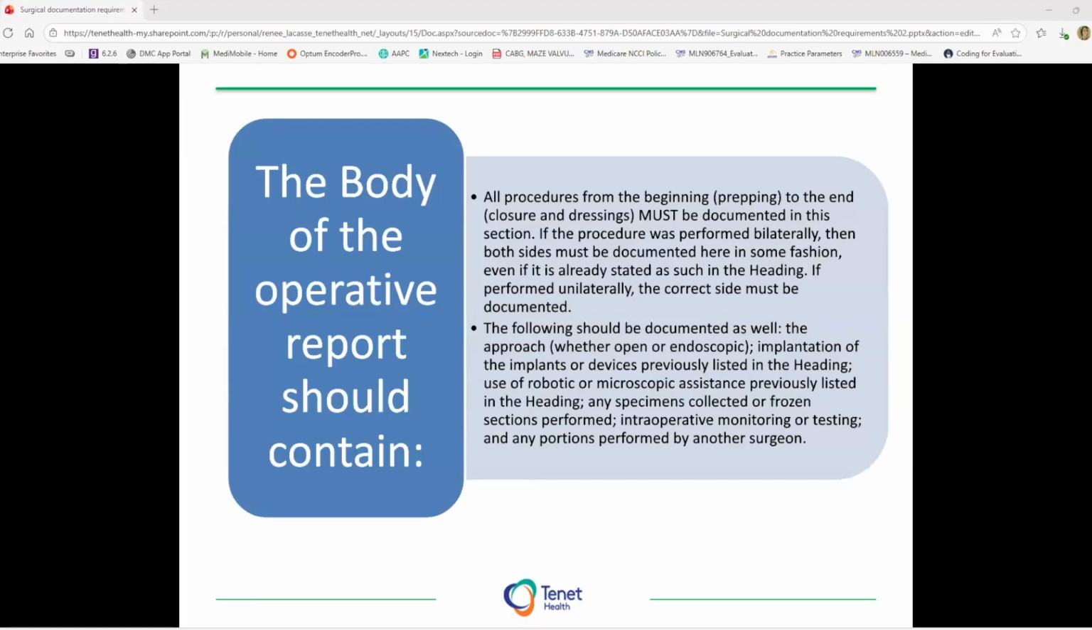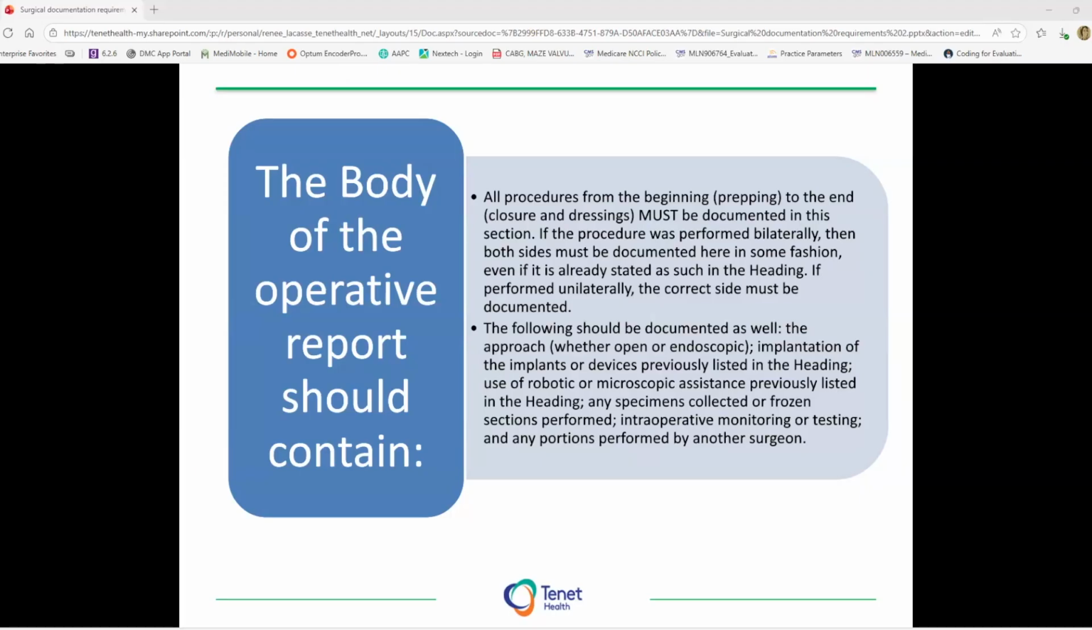Record all steps from prepping to closing and dressings. If a procedure is bilateral, you want to make sure you're documenting both sides. Even if it's noted in the heading of the procedure, you still, in your procedure description, need to make sure you're documenting both sides. Or if it's unilateral, make sure you specify the correct side.